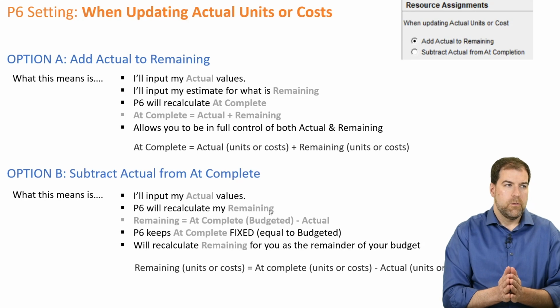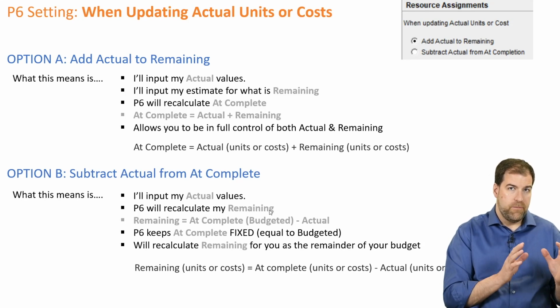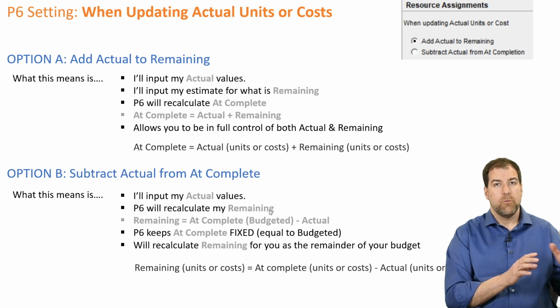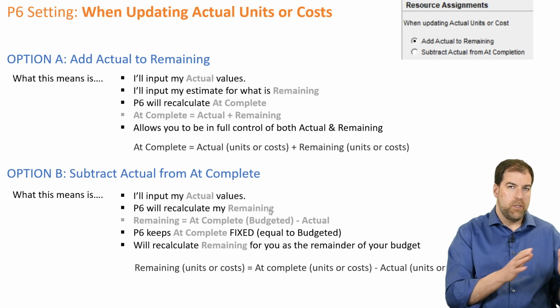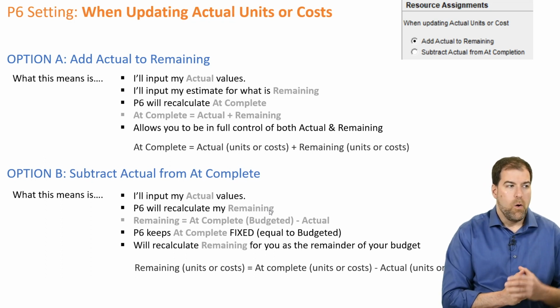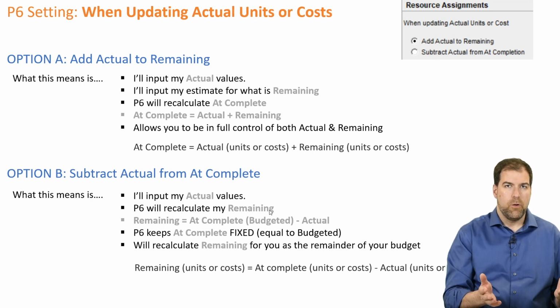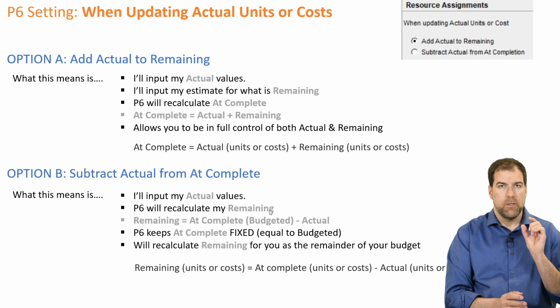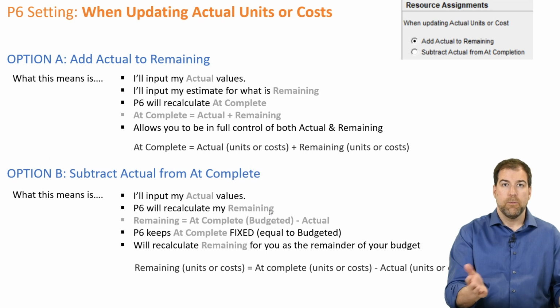So to summarize, we've got two options here. One, keep at completion fixed and recalculate remaining. That's going to try to keep me on budget to hit the amount of hours or costs that I've budgeted. Or the other option, option A, gives me fuller control, allowing me to constantly input my estimate for remaining and input my actuals. That's how those two options work.